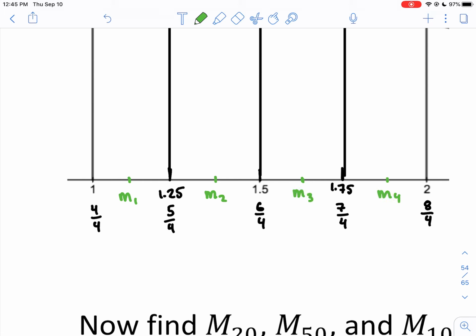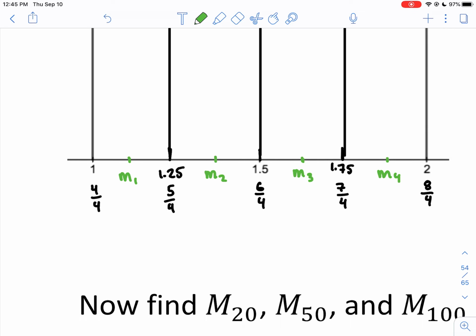Now we want to figure out what these actual x coordinates are. Well, the way to find the midpoint of 2 numbers, so if I want to find the middle of 4/4 and 5/4, is to average them. So add 4/4 and 5/4, you get 9/4, but then cut that in 2, and you get 9/8.